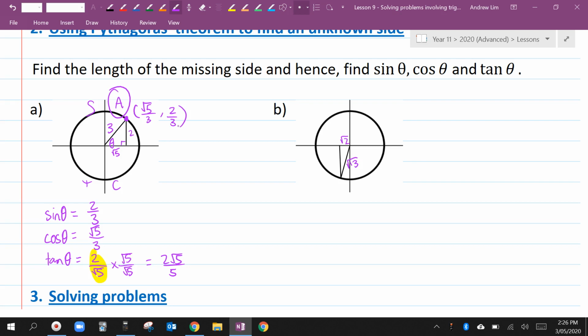Okay, so we've got the hypotenuse is root 13. So root 13 squared, maybe we can call this x if you want. X squared is equal to root 13 squared minus root 2 squared, or 13 minus 2. So x is equal to root 11.